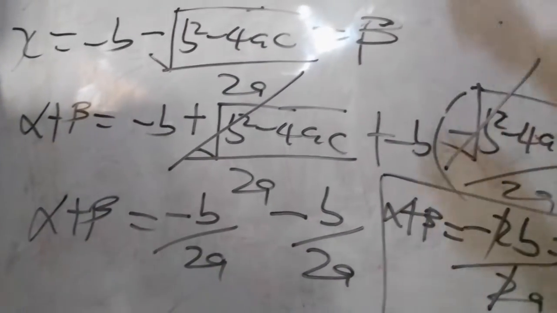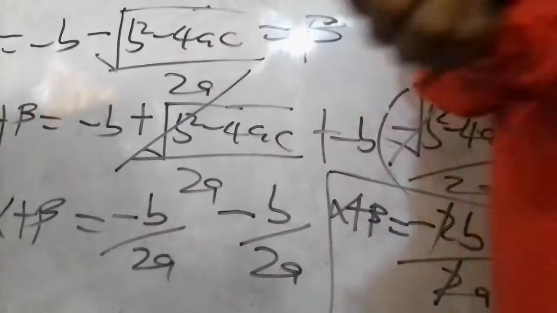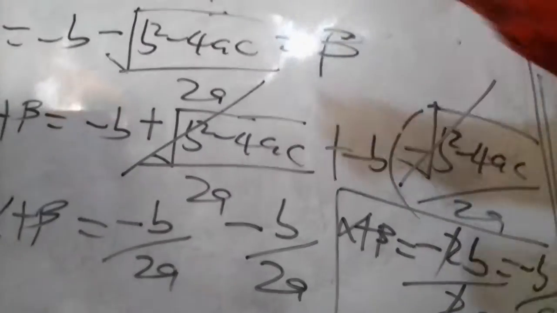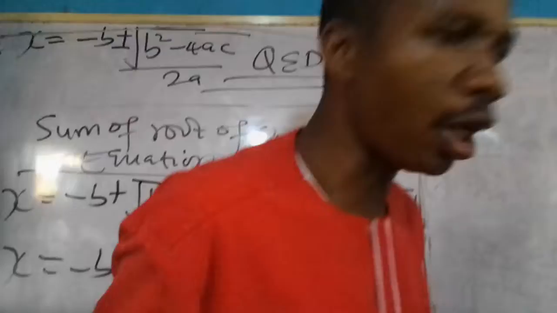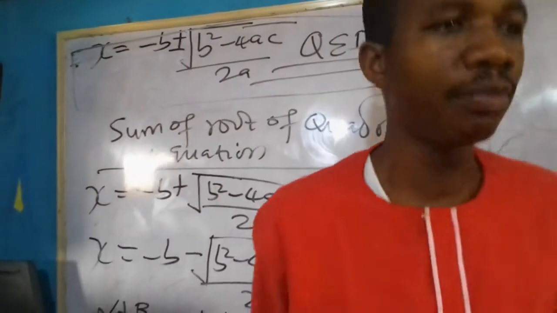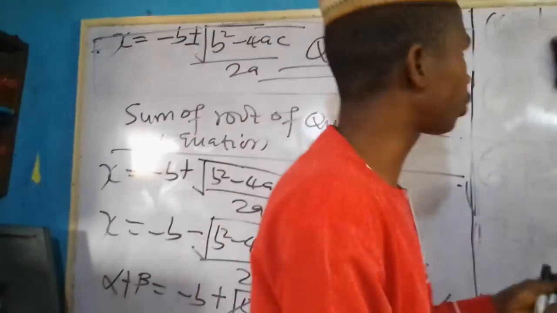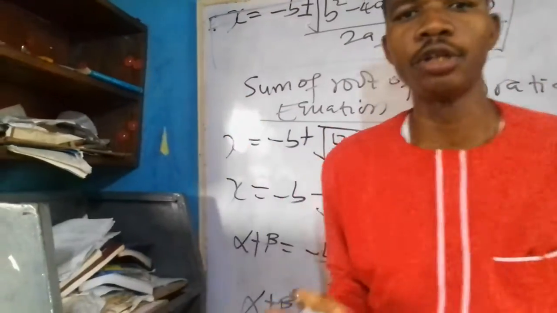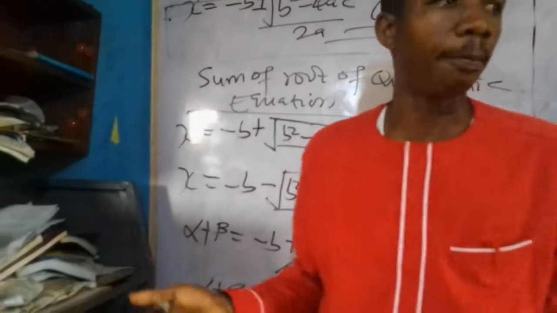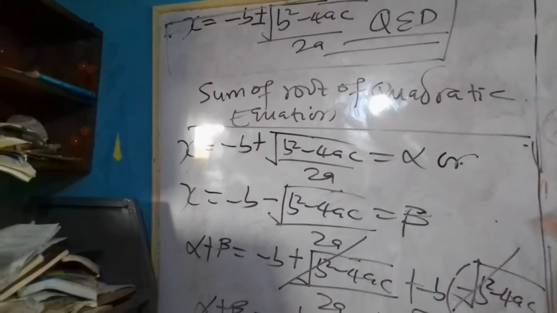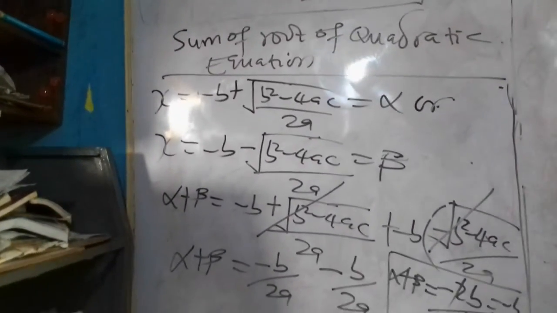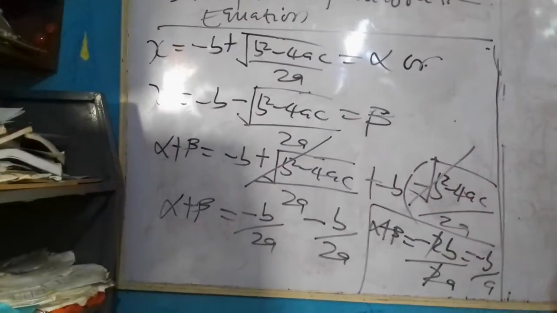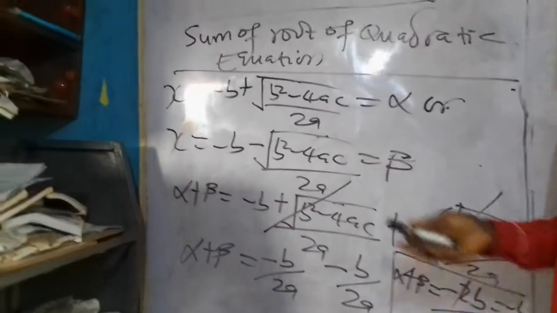Now we are going to look at the product of the roots of a quadratic equation. The product of the roots of a quadratic equation. That is alpha multiplied by beta. Alpha multiplied by beta. That is what we want to look at.